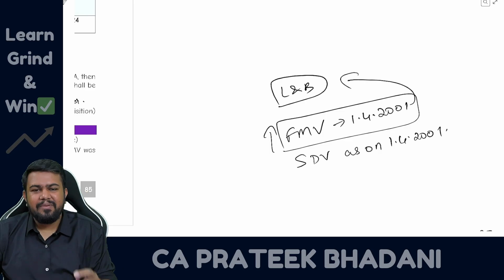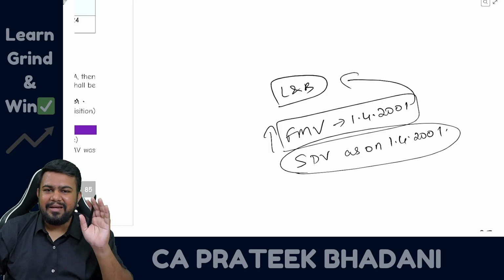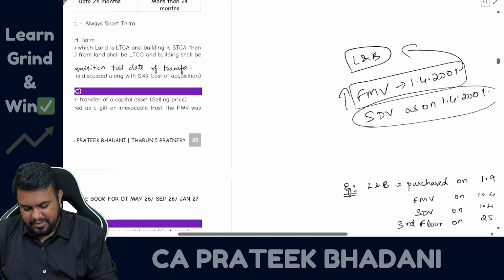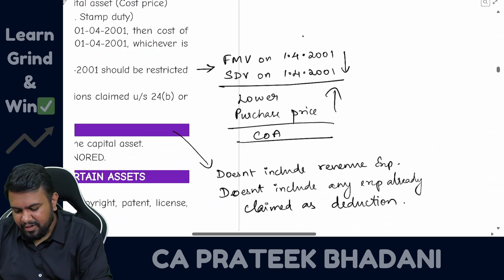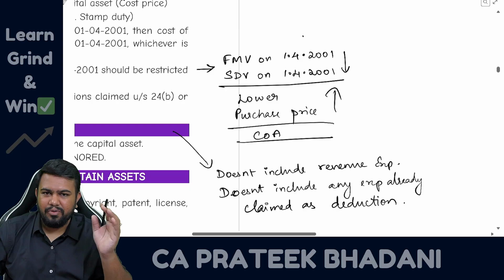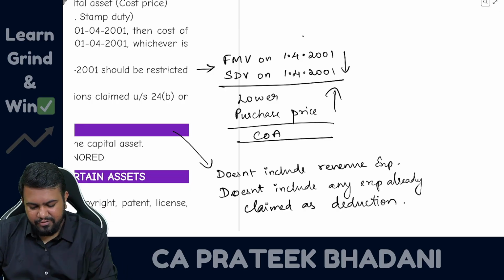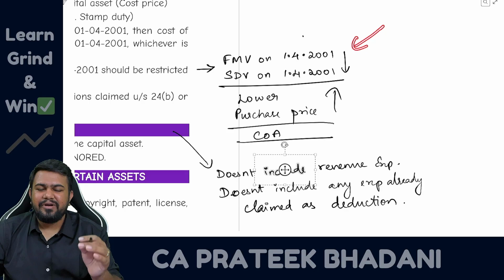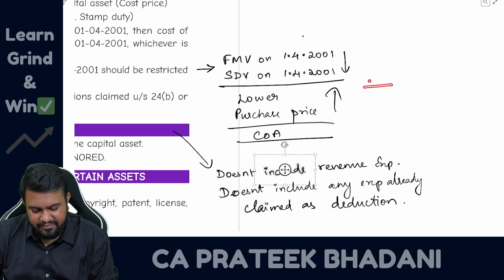So maximum how much you can take? Stamp duty value as on 1/4/2001 only you can take. Fine. Now see the formula. If you have a land or building or both, and it is purchased before 1/4/2001, then take the fair market value as on 1/4/2001 or stamp duty value as on 1/4/2001, whichever is lower.